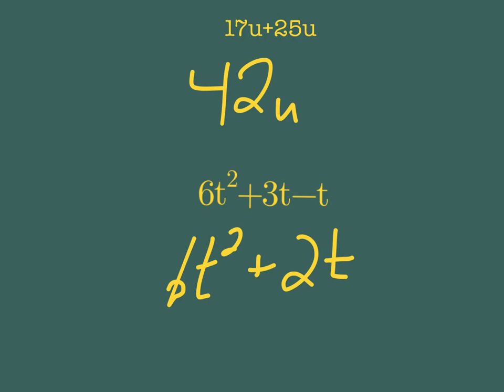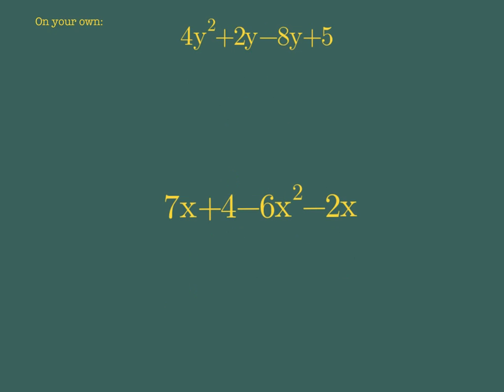And once I've done that, I have no parentheses. My variables are the same, but they don't have the same power. So that is in simplest form. And I'm done with that one. Here's a couple for you to try on your own again, just to get some extra practice. Combine like terms and make sure that you're in simplest form.